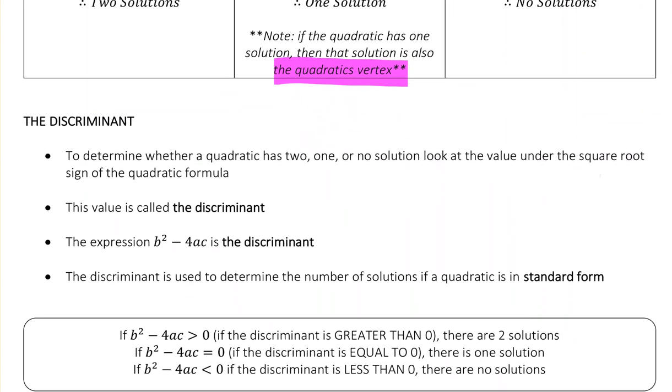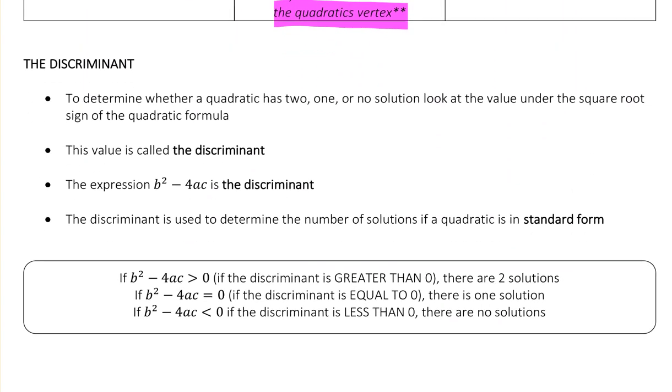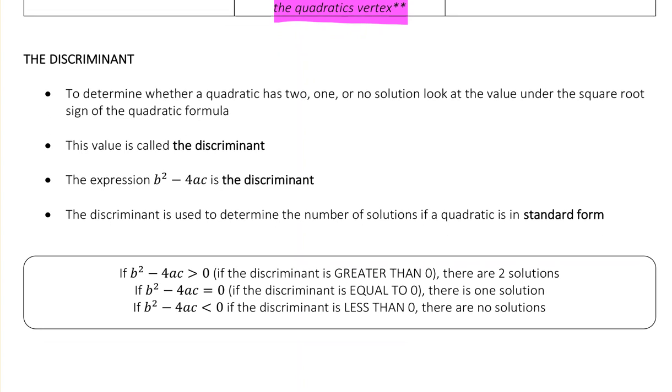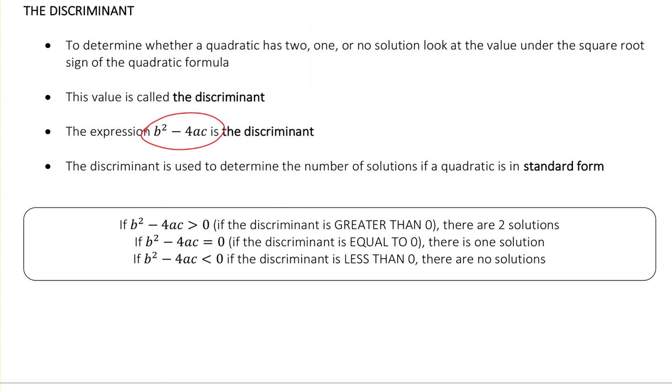Part of the quadratic formula, which I highlighted right at the start, is known as the discriminant. So the discriminant is b squared minus 4ac, and it's that portion found under the square root sign of our quadratic formula. We can use just this part to determine how many solutions a quadratic has, as opposed to using the entire quadratic formula. It saves us some time and some steps, and you're less likely to make an error. So to determine whether a quadratic has two, one, or no solutions, look at the values under the square root sign of the quadratic. This is the discriminant.